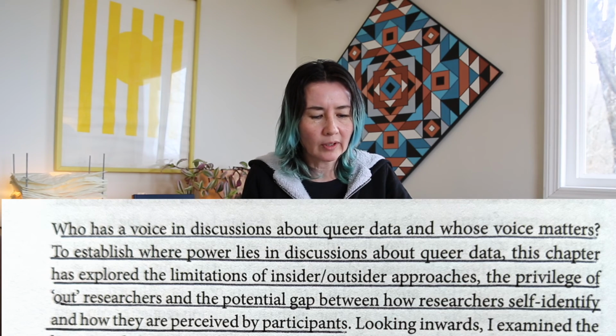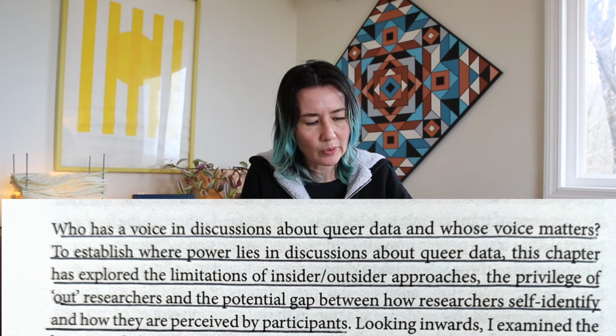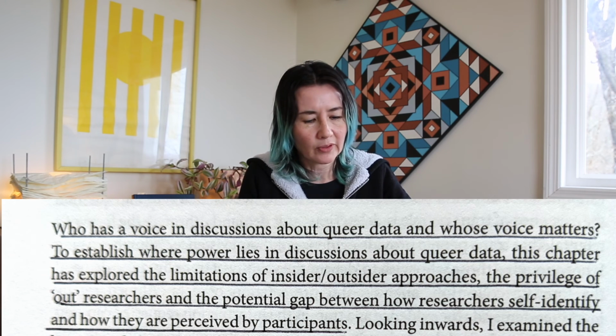He's also showing that within LGBTQ organizations, there's a certain hierarchy of those who have more power, more wealth, more status, and who are able to control the narrative. So he's saying that within this chapter, he's explored the limitations of insider-outsider approaches, the privilege of out researchers, and the potential gap between how researchers self-identify and how they're perceived by their participants.